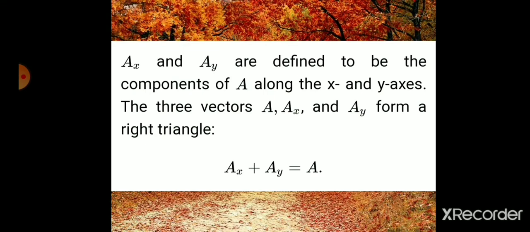So ax and ay are defined to be the components of A along the x and y axis. Then the three vectors A, ax and ay form a right-angled triangle, and vector A can be written as vector ax plus vector ay.